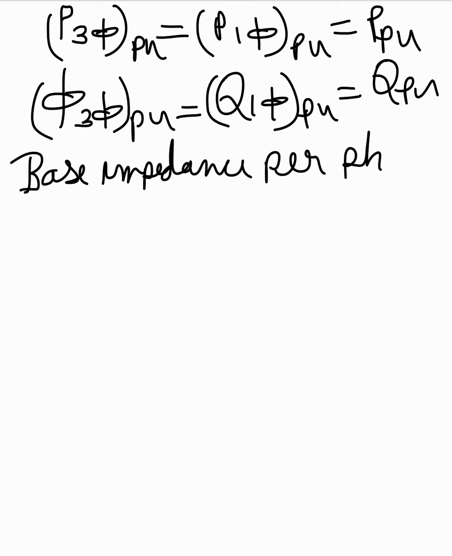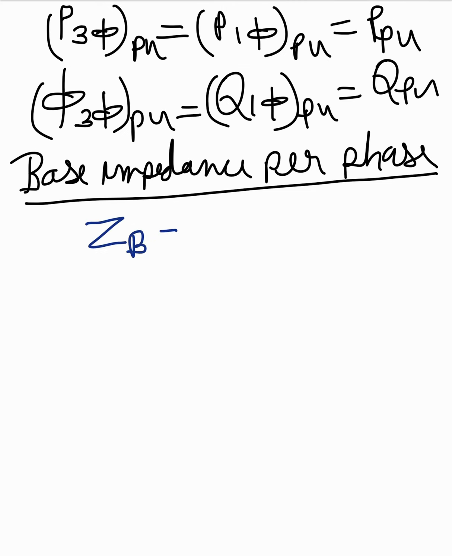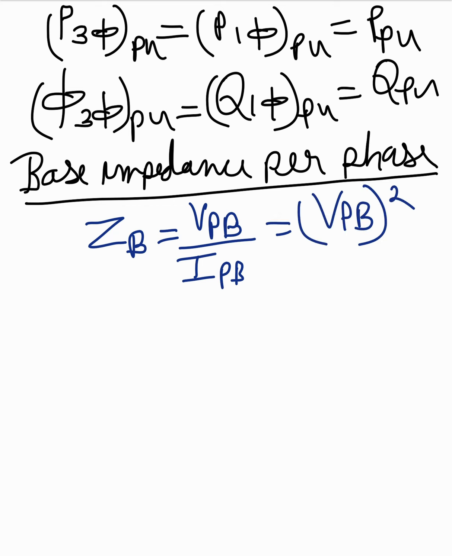Per phase. So that is, you know, ZB is equal to VPB upon IPB. So we can write like this: VPB whole square upon S1 single phase base. So in the star connection, VLB is equal to √3 VPB.